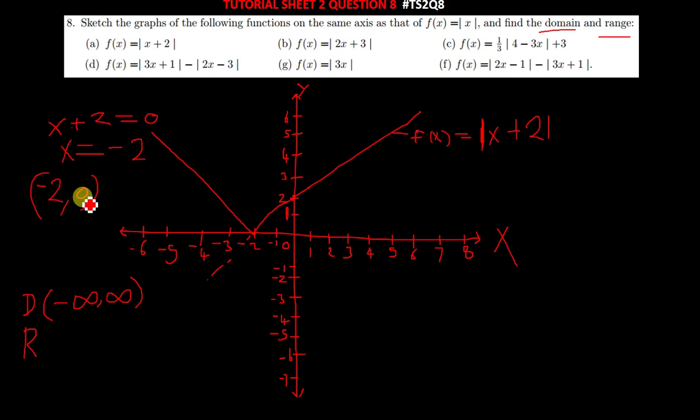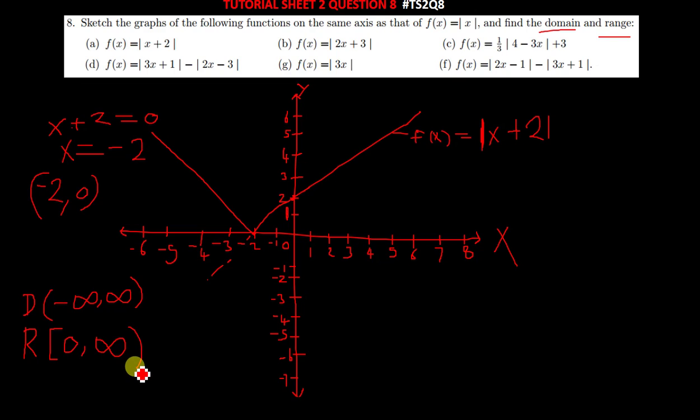Yeah, so our value of y is 0. The lowest value of y that we have is 0, so I'm going to put 0 there. And then we can see that from 0 we're moving up to positive infinity. Our graph is going up like that to positive infinity, so our range is just going to be from 0 to positive infinity.